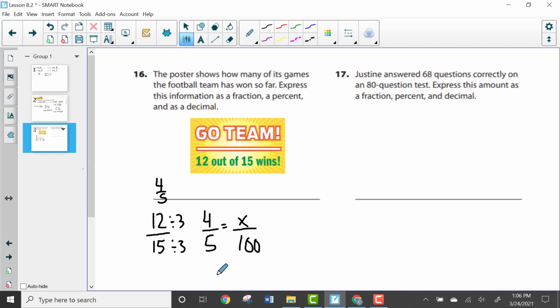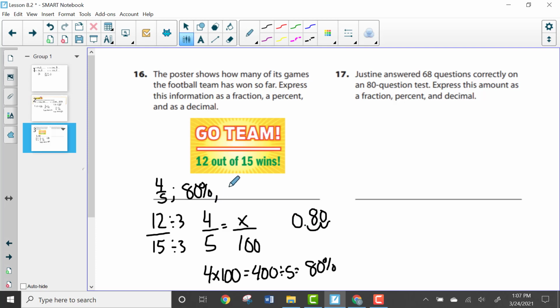So what we do, multiply 4 times 100. That's going to give us 400. And then when we're doing this as a proportion, we got to take that 400 and divide it by 5. And that's going to give us 80. So that's 80%. Now we need to think about how to take a percent and change it to a decimal. So we can take 80, the number, understand that the decimal is to the right of that 0, move it 2 places to the left, and that's your decimal, 0.8.